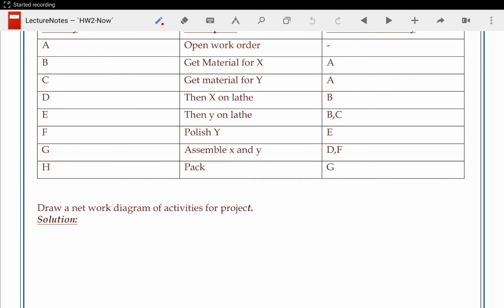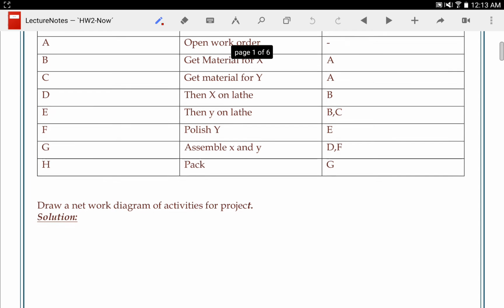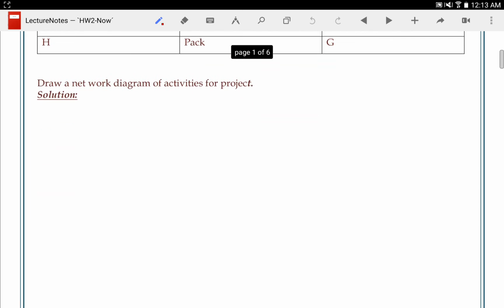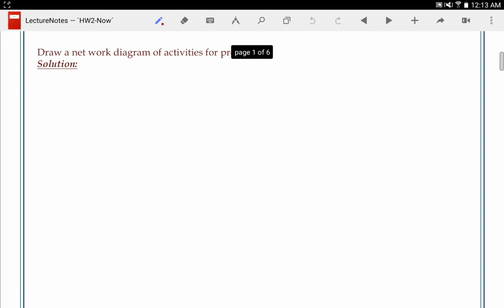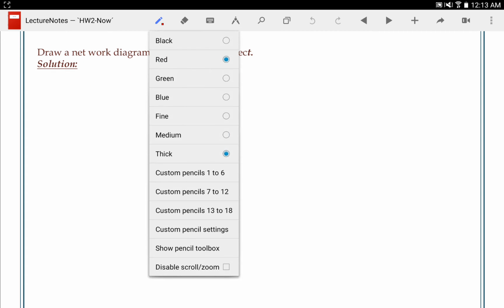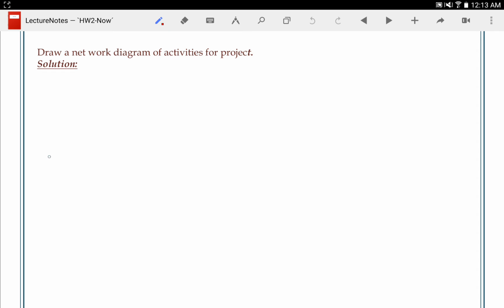Alright, let's do the solutions for the homework 2 problems. The first question is to make the project network. In this problem, I usually like to start with a start node. We know A is the only one without a predecessor, so you can just go ahead and make A to get started.